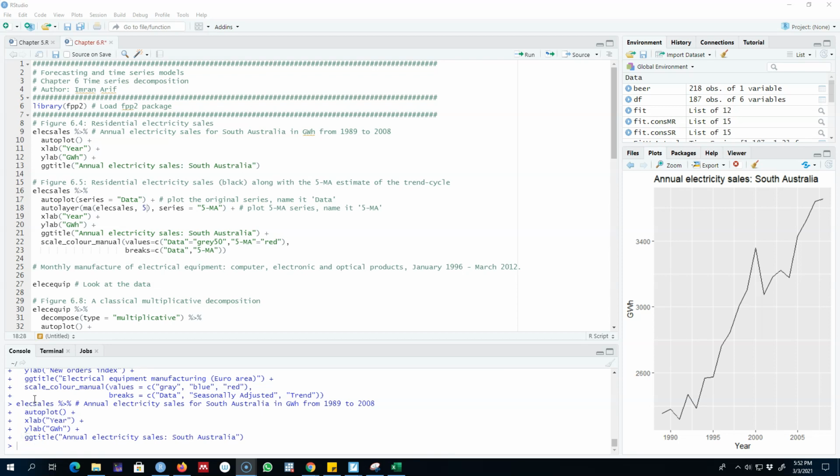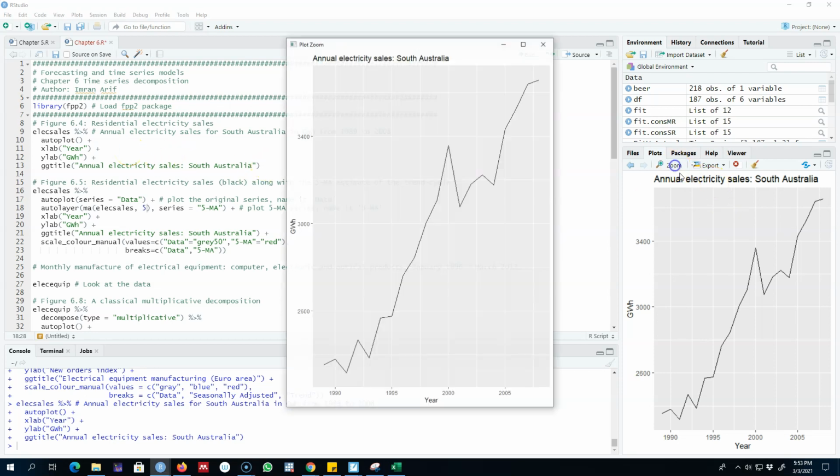In this video I'm going to show you an example of moving averages by looking at these annual electricity sales from 1989 to 2008. Looking at this series, it is clearly showing a trend, and we are interested in calculating moving averages to get a smoother series and extract this long-term trend from the series.